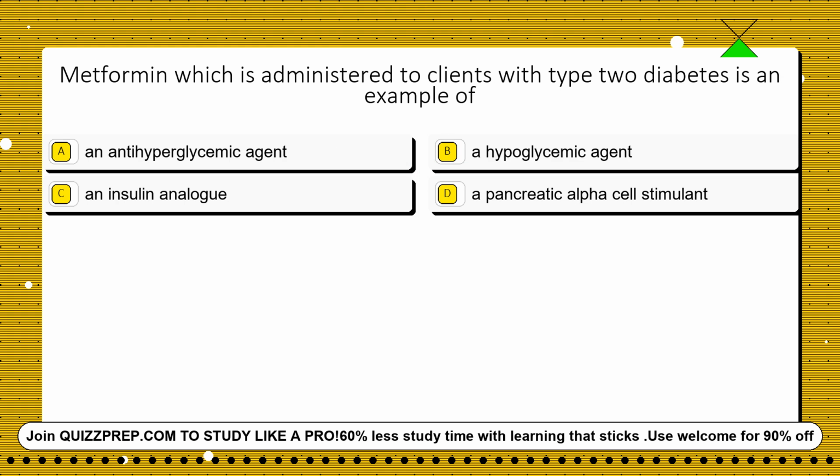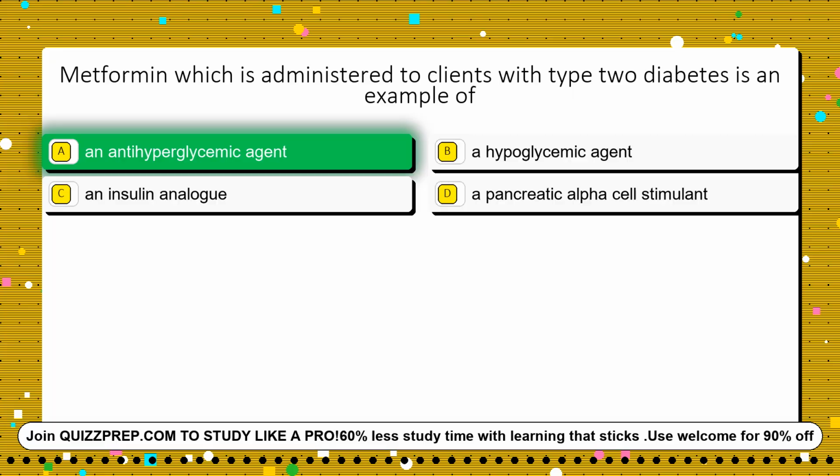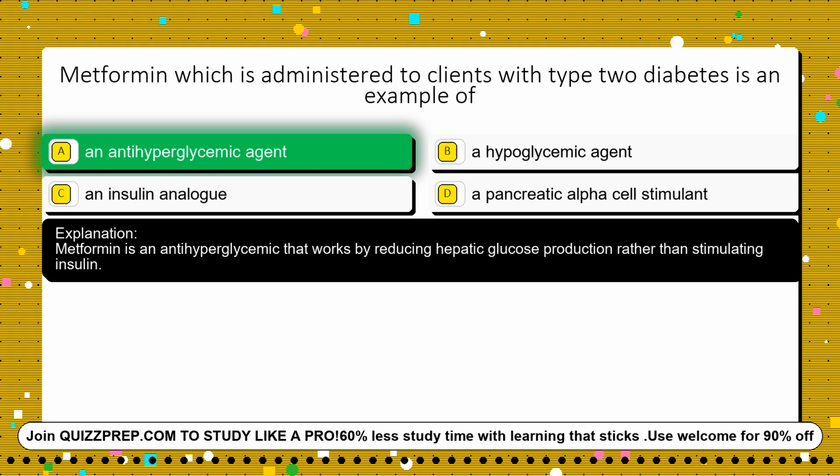Question 116. Metformin, which is administered to clients with type 2 diabetes, is an example of: Option A, an anti-hyperglycemic agent. Option B, a hypoglycemic agent. Option C, an insulin analog. Option D, a pancreatic alpha cell stimulant. The correct answer is option A, an anti-hyperglycemic agent. Metformin is an anti-hyperglycemic that works by reducing hepatic glucose production rather than stimulating insulin.